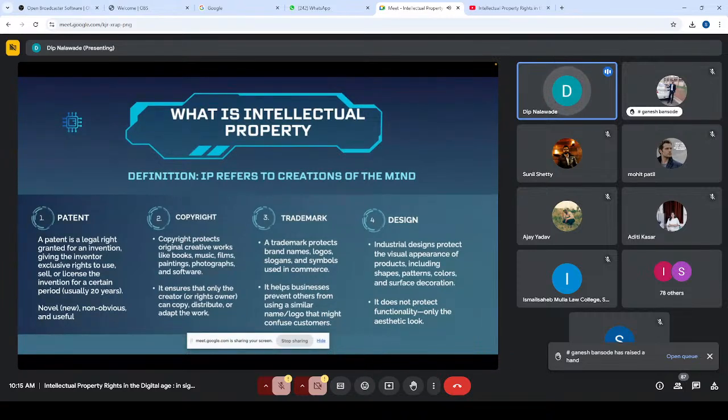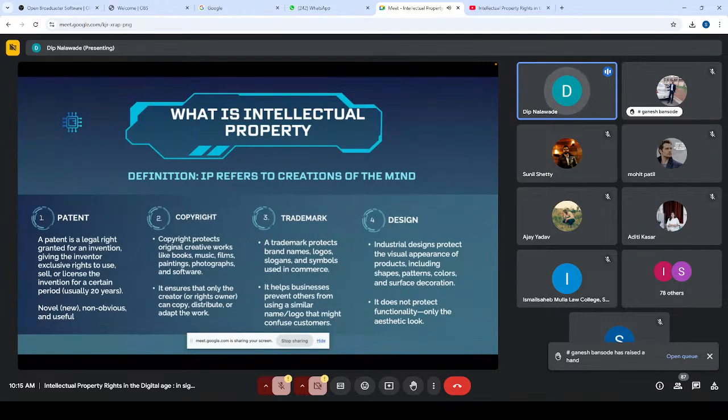Then comes the copyright. Copyright protects original creative works like books, music, films, paintings, photographs, and software, but software coding only. It's not the software product. A software product will be protected under the patent, but software code comes under copyright.